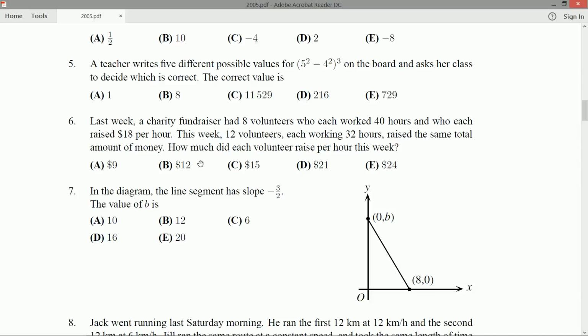So, we need to figure out the total amount of money that was raised last week, and then we're going to divide that up amongst the 12 volunteers and divide that sub amount amongst their 32 hours worked. And that should give you the per volunteer per hour rate that they earned, or I guess rate that they raised for charity.